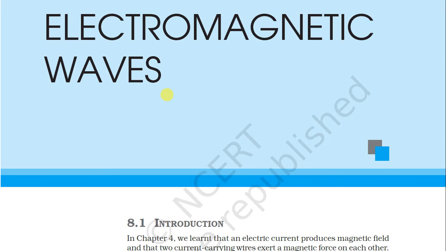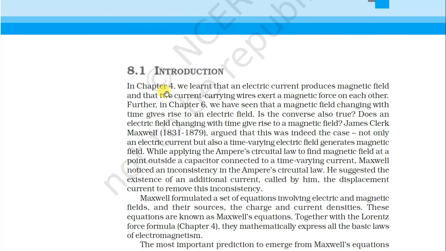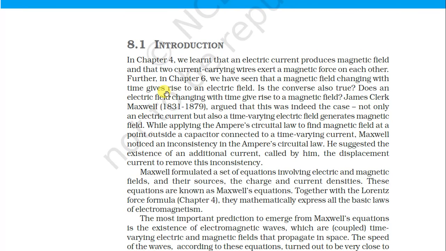See here, this is our introduction portion. First of all, we learned that an electric current produces a magnetic field, and two current-carrying wires exert a magnetic force on each other. In chapter 6 we have seen that a magnetic field changing with time gives rise to an electric field, and the converse is also true: an electric field changing with time gives rise to a magnetic field.